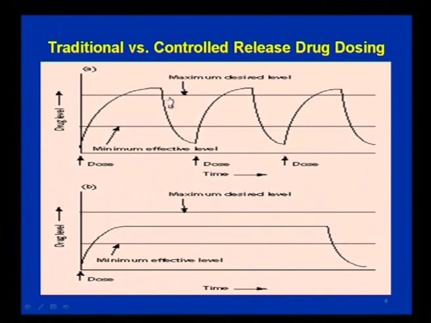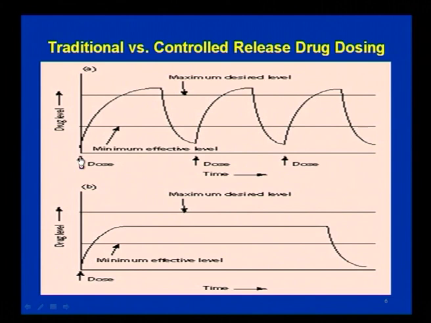The first line represents the maximum desired level beyond which it should not increase, and the second parallel line indicates the minimum effective level below which again the drug should not go down, below which there is no effect because of the feeding of the drug into our body. So, it should be retained between these two lines of maximum and minimum level.